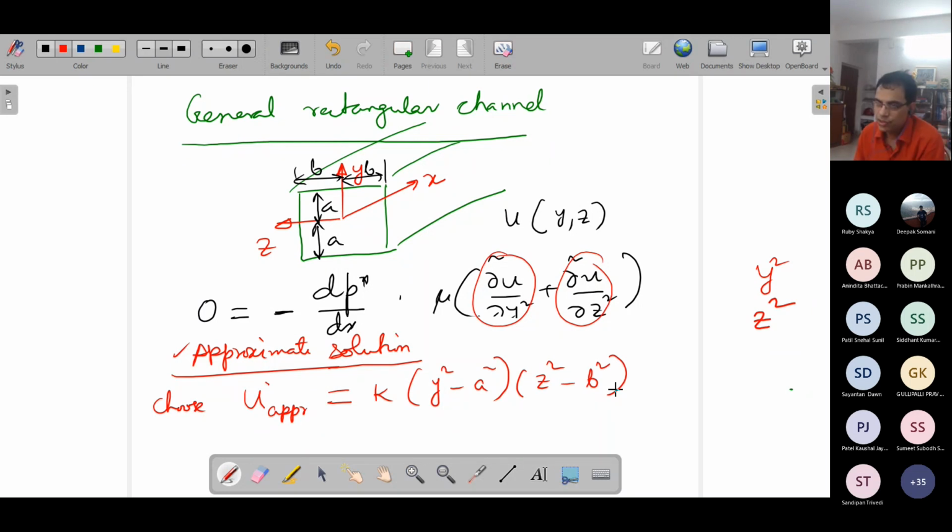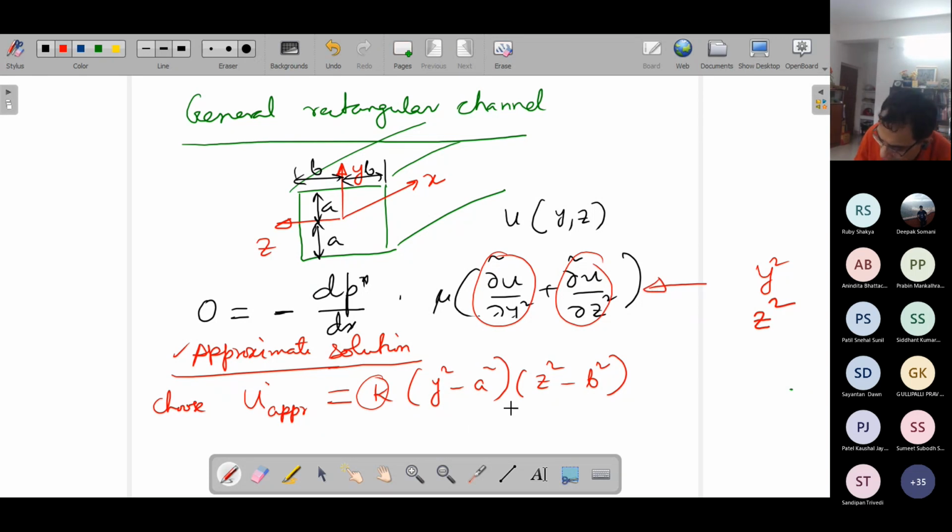This is just a clever act with a motivation. Number one, to march to the limiting conditions of the parallel plate channel when the z dependence is not there or the y dependence is not there. Respectively, they will get back to their corresponding parabolic variations, and they will also satisfy the boundary condition at y equal to plus minus a and z equal to plus minus b. So all it will need is the choice of k that will satisfy the governing equation.